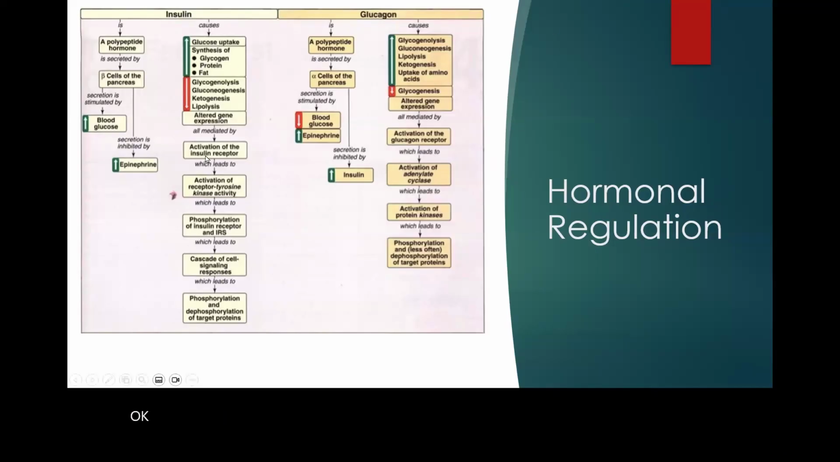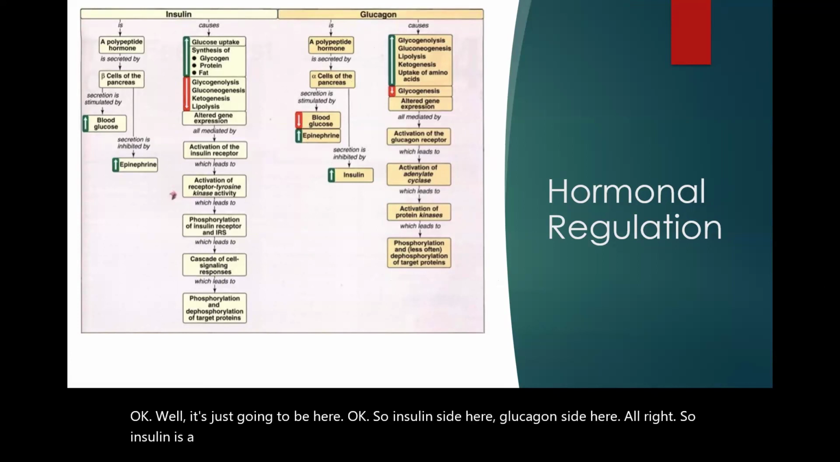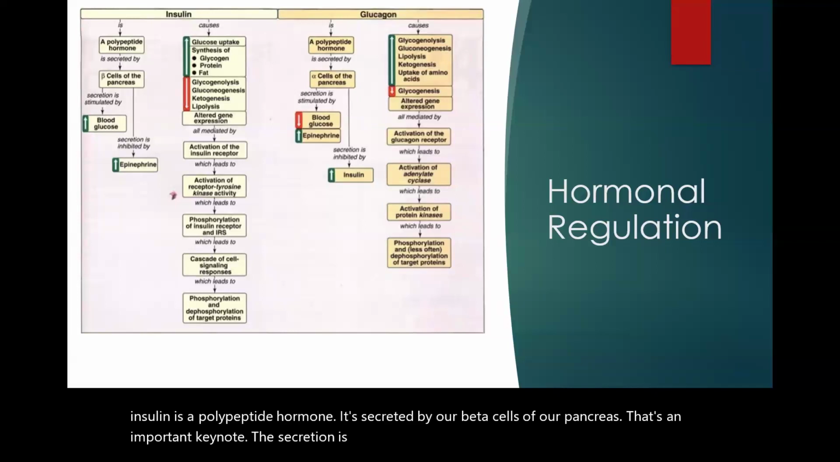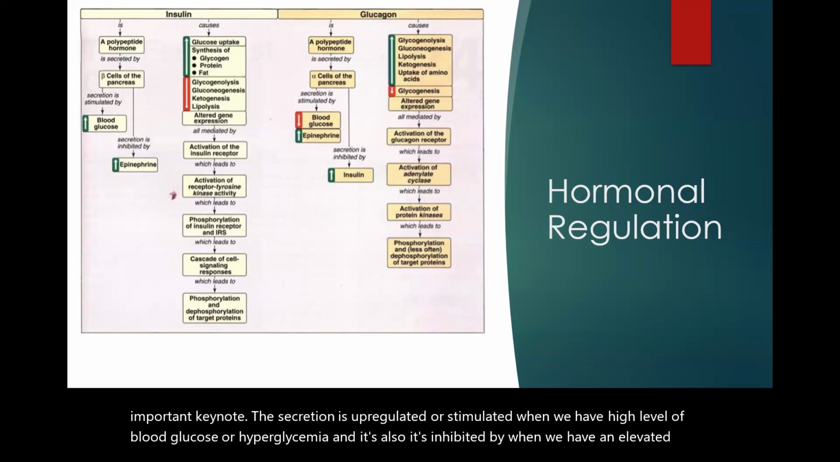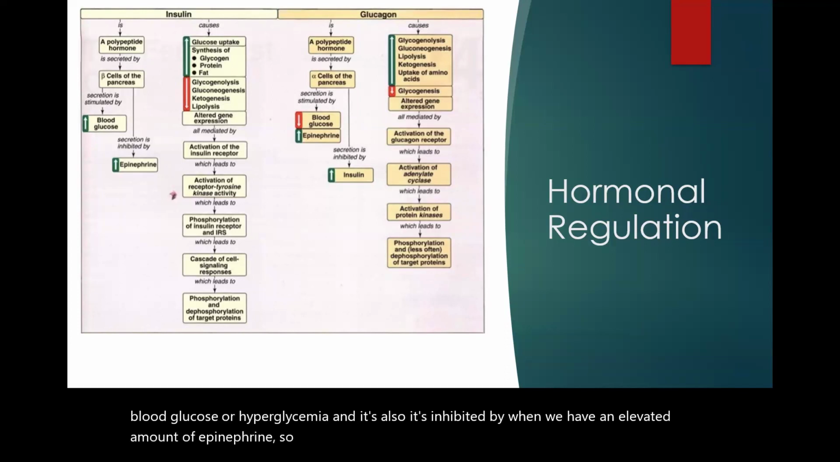Okay, so insulin side here, glucagon side here. Insulin is a polypeptide hormone. It's secreted by the beta cells of our pancreas. That's an important keynote. The secretion is stimulated when we have a high level of blood glucose, or hyperglycemia. It's inhibited when we have an elevated amount of epinephrine, so in a stressed state or a sympathetic dominant state. So we can connect it back to the autonomic nervous system.